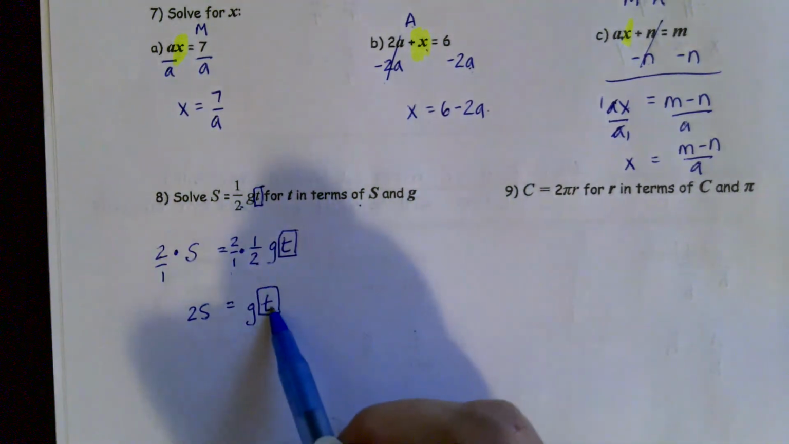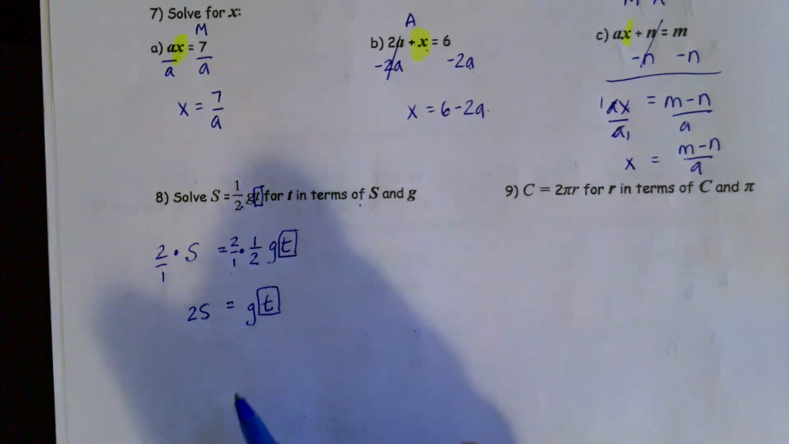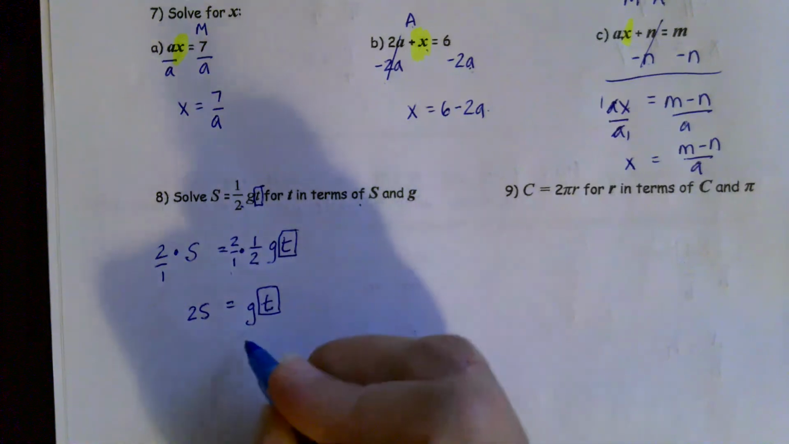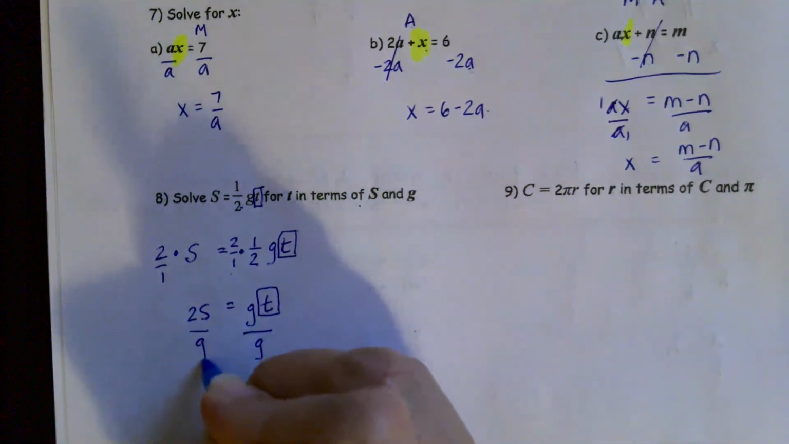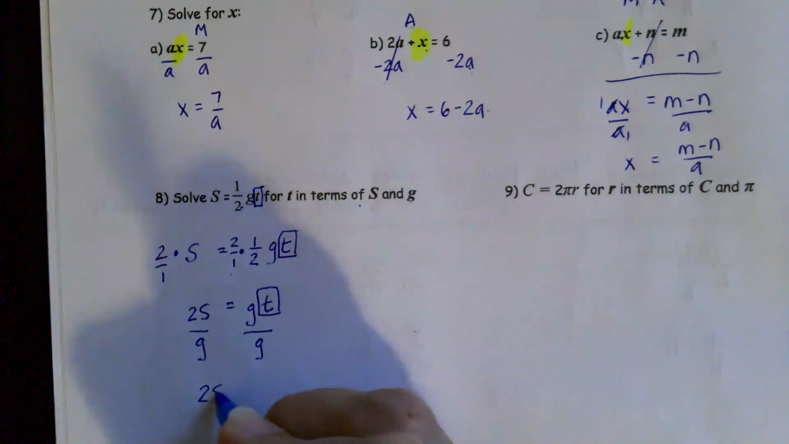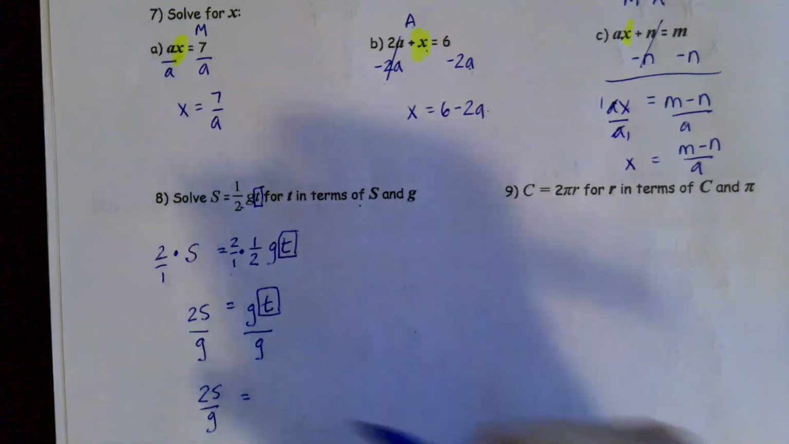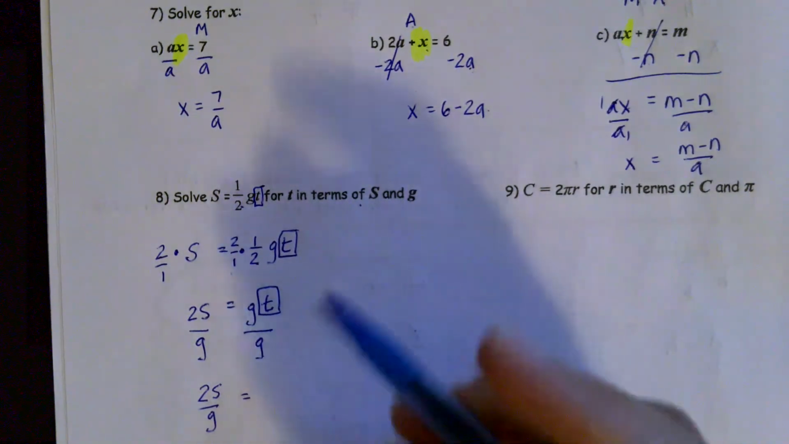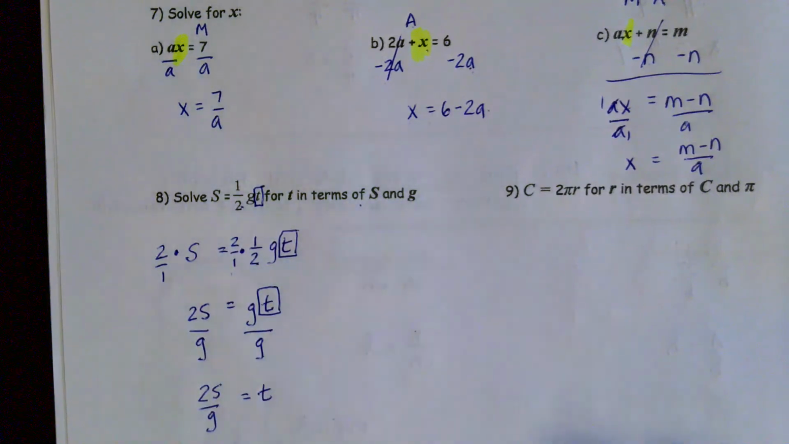Well, now what's happening next to t? This is being multiplied. So instead of multiplying by g, I'm going to divide by g. And I get 2s over g equals, and g divided by g is 1, so equals t.